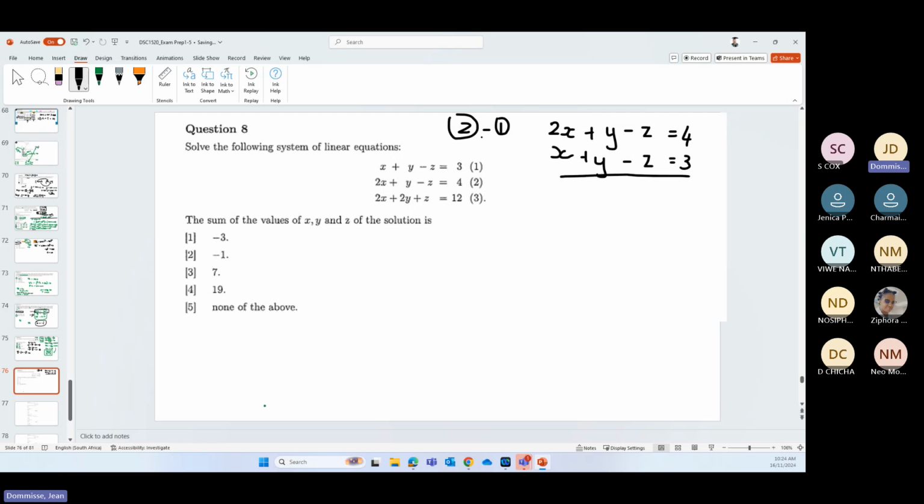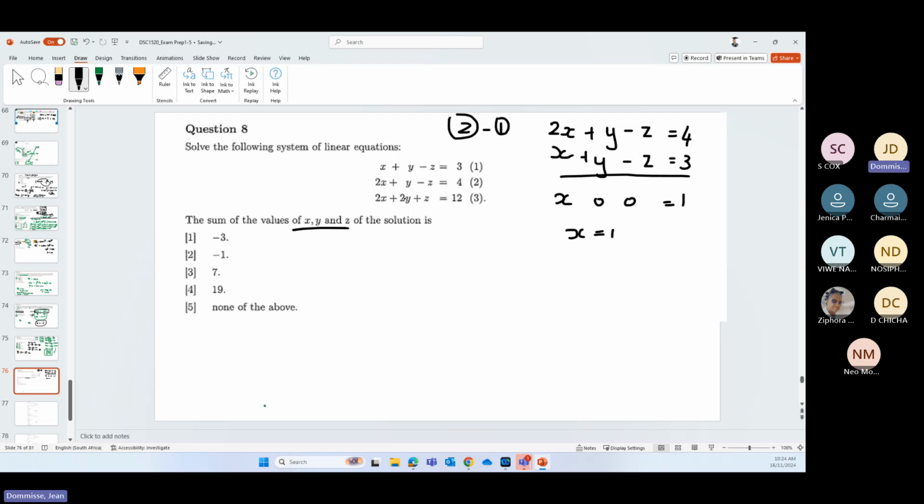So if I subtract this from that, it's 2x minus x, which is x. Y minus y is 0. Minus z minus minus z, so that becomes plus z. So minus z plus z is 0. 4 minus 3 is 1. So x is 1. And they want the sum of the three values. That is fine.